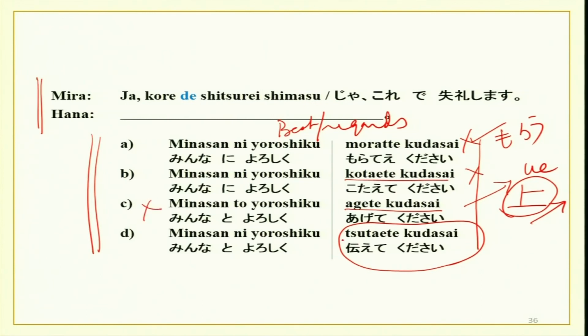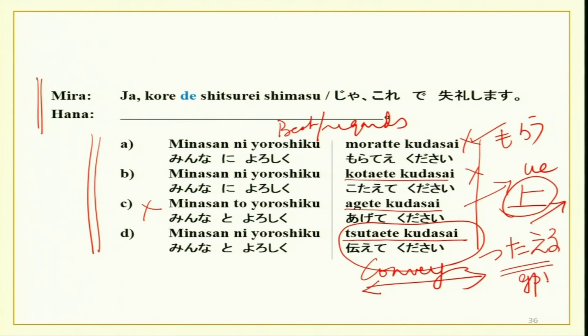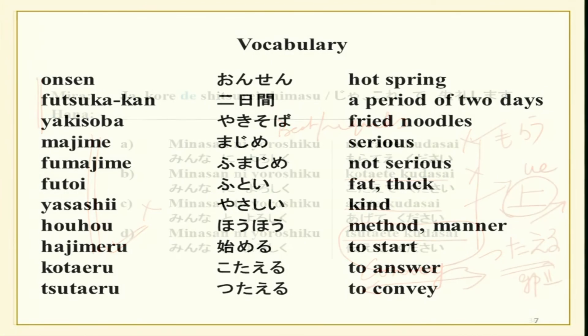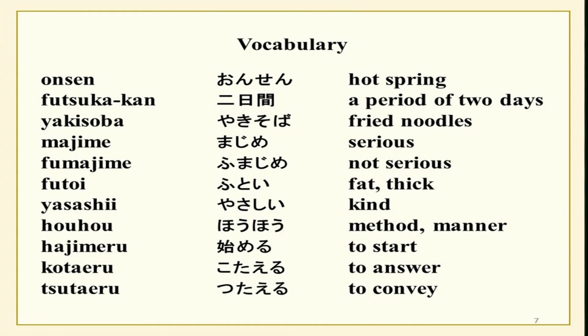Now minna ni yoroshiku tsutaete kudasai, please convey. So this is the correct answer. Tsutaeru, tsutaeru group 2. This is the correct answer. We will do these on and off in your lessons from now onwards, because these are the kind of questions that come in JLPT. You will get enough practice over here.